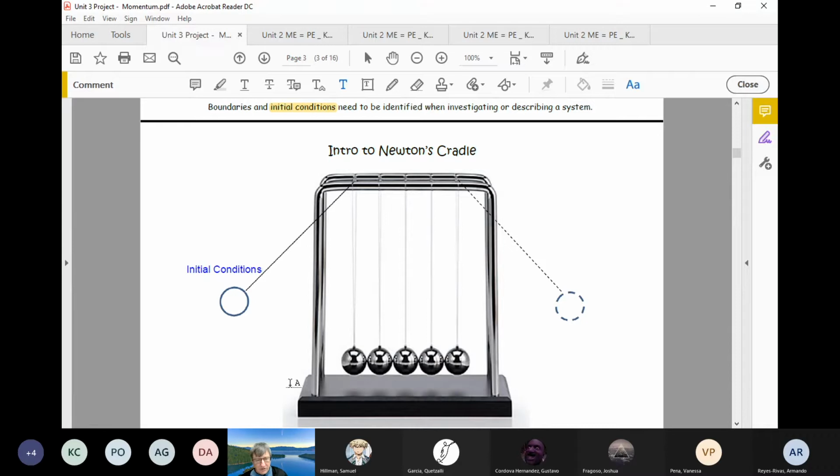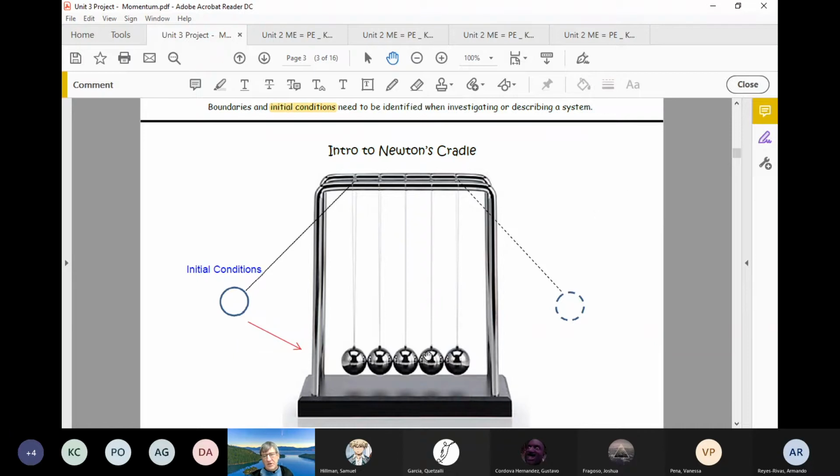Initial conditions will include how high we lift it, how many balls we choose to lift, whether we lift it from the left or the right, things like that are our initial conditions. Then we let go and the ball falls down. So let's put an arrow in here, and you can either draw it with a pencil or maybe you can put an arrow in like this. I leave that to you to decide.